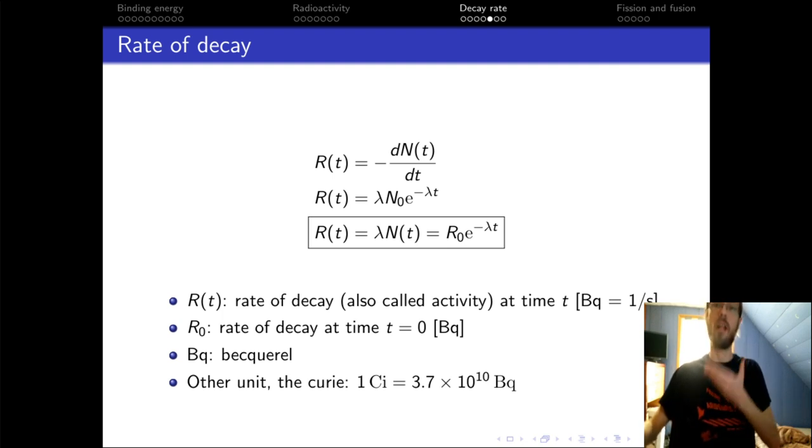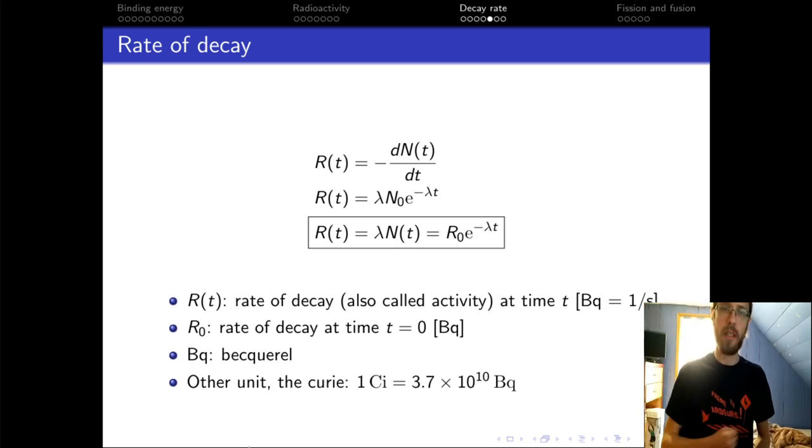This is also valid as long as the times are the same. Second way to write it, we can define, using what we just said, lambda times n zero as the rate of decay at t equals zero, name this R0, and have an equivalent expression of the rate of decay at a given time t as the rate of decay we had initially in our sample times the same exponential we had in the number of nuclei remaining in our sample.